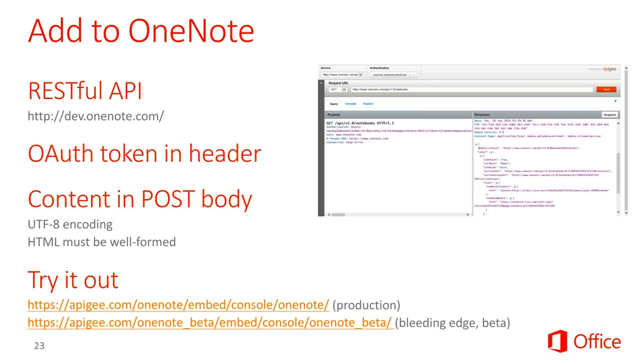At a site called apigee.com, you can then go to /OneNote/embed/console/OneNote, and that's going to be the production API. You see there's another one there for the beta.